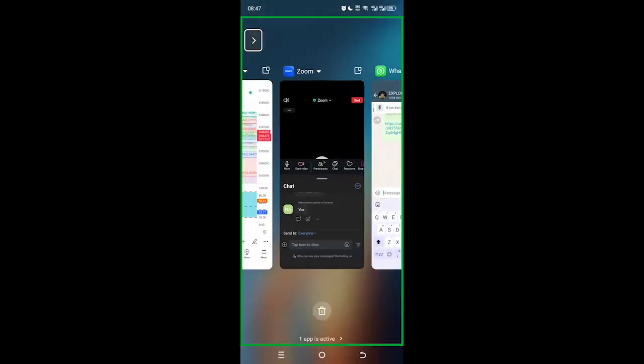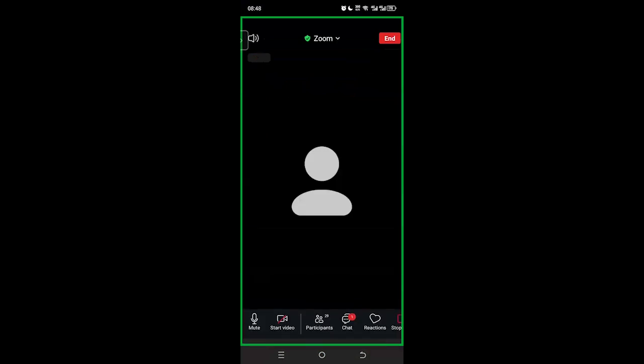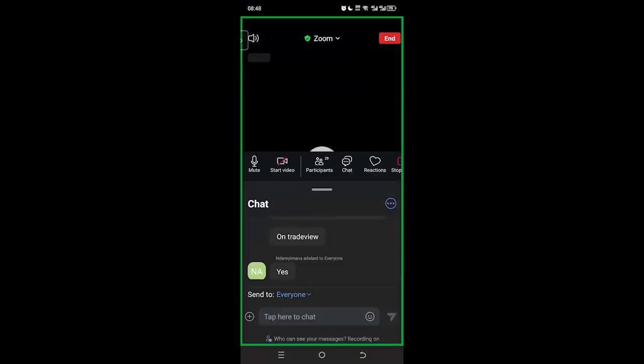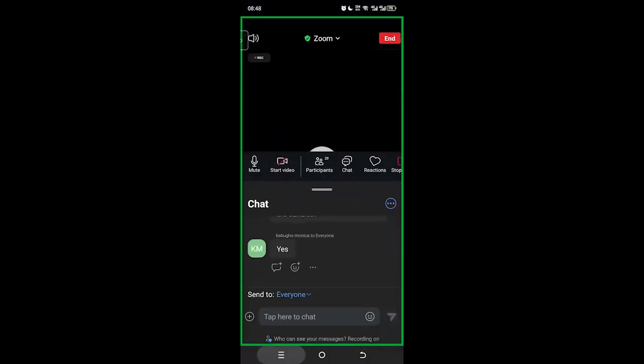Okay, new people, have you understood that? How do I squeeze and enlarge the candle? Now, questions are coming when we are doing the class. Okay, it is for the good.